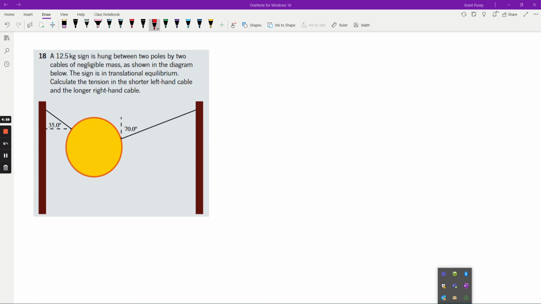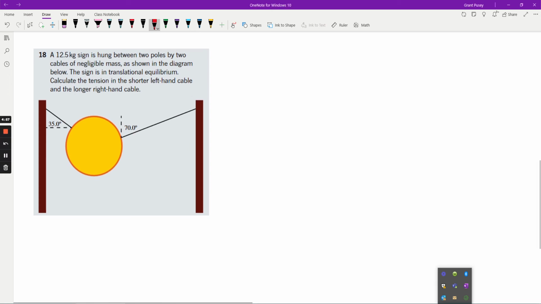Okay, and at the end of the Chapter 3 review, you've got question 18. You've got a sign that's being strung between two lengths of string. So if we were to draw the free body diagram, we would have this mass, and it has three forces acting on it. We have a weight force, we have a tensional force on the right, and we also have a tensional force on the left.